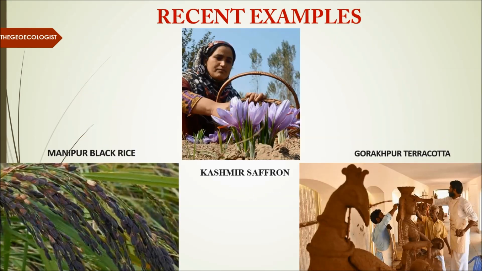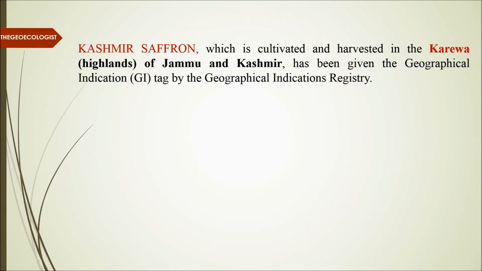Now let's come to the recent examples. This is from the last week itself, and if you have read your newspapers carefully, you must have heard these three important declarations: Manipur black rice, Kashmir saffron, and Gorakhpur terracotta. They have been finally given the GI tags. Now, Kashmir saffron, just a little information about it. It is cultivated and harvested in Karewa soils. If you remember, Karewa soils are very famous highland soils of Jammu and Kashmir, and they have been given geographical indication by the Geographical Indications Registry.